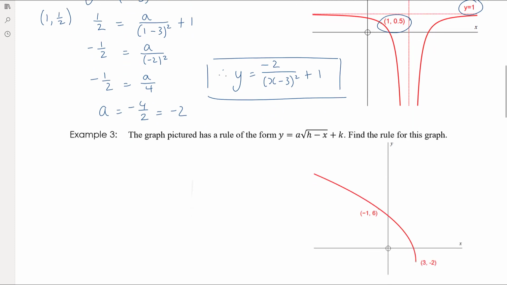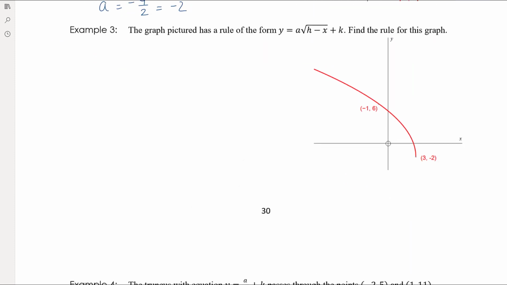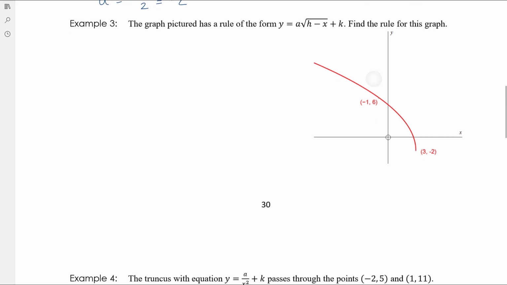Okay, number 3. The graph pictured has a rule of this form, y equals a times the square root of h minus x, plus k. Alright, this is a little bit tricky in here. This is a bit non-traditional in terms of the way we've talked about the transformation so far. If we think about factoring out that negative, that's negative x minus h. Okay, and so the negative in here is your reflection in the y-axis.